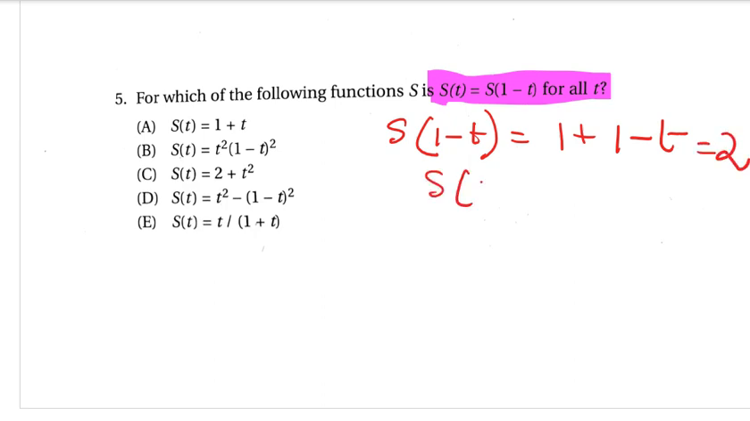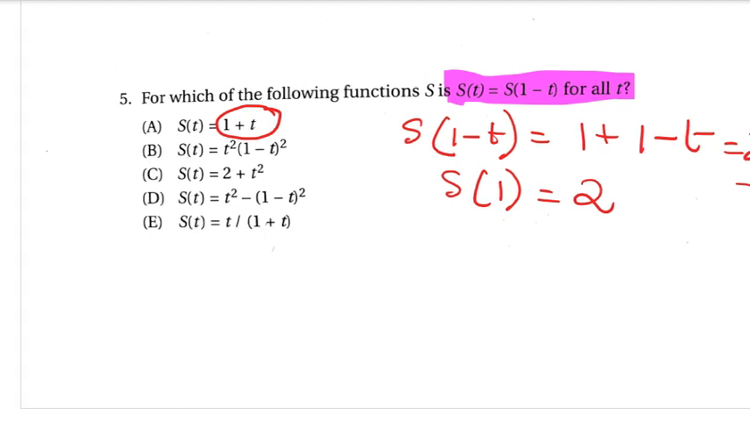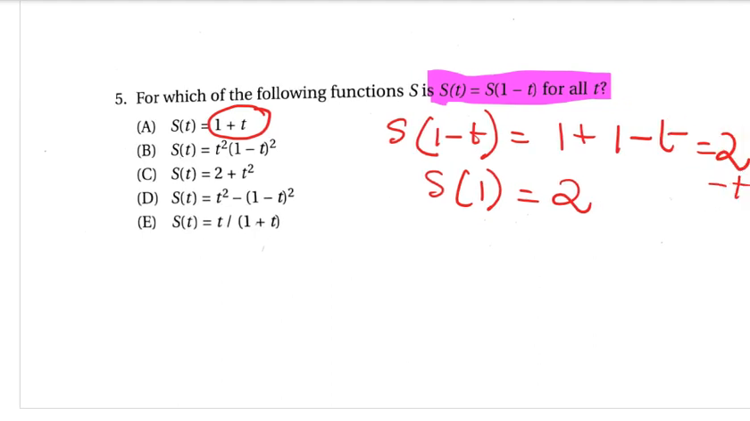Let's see S of 1. If you put S of 1 over here, what are you getting? 2, right? Over here, what are you getting for S of 1 minus t? Let me rub this off, because there was no space over there to write the t yet. So S of 1 minus t, what are you getting? You are getting 2 minus t. So these two are not matching, so this option is cancelled out.